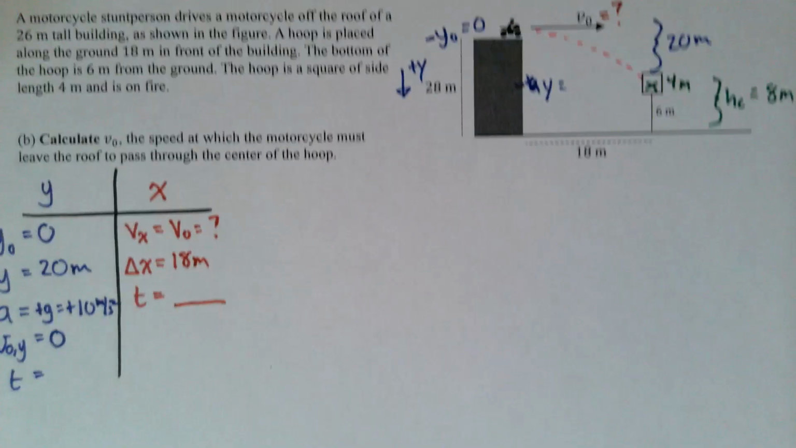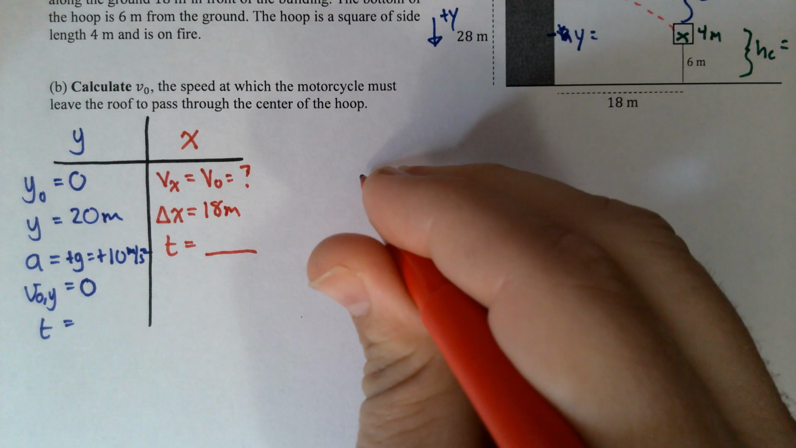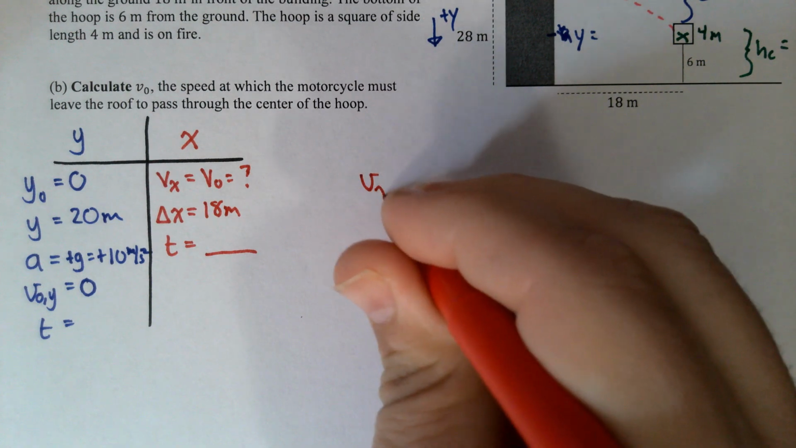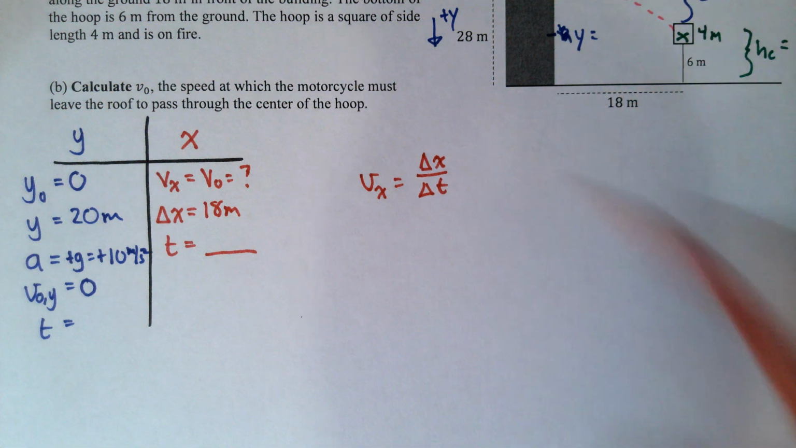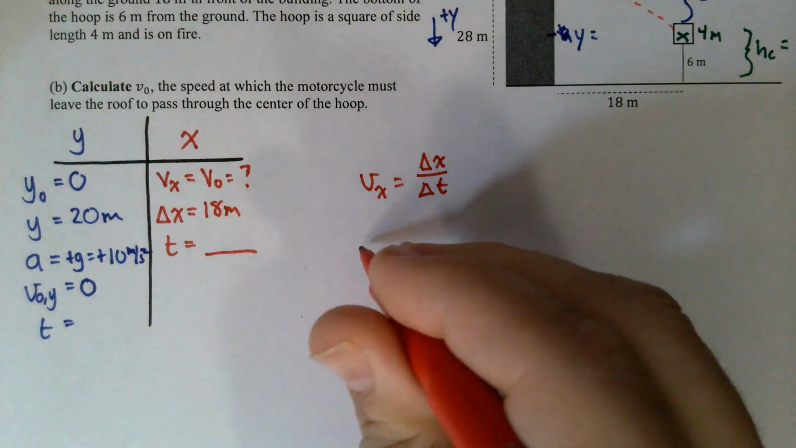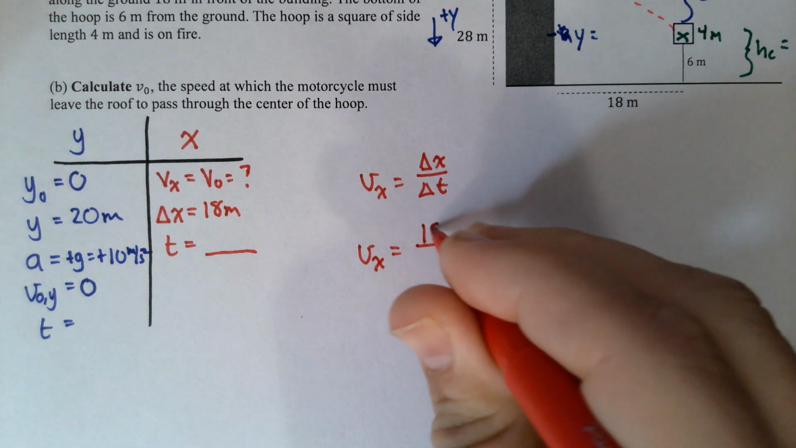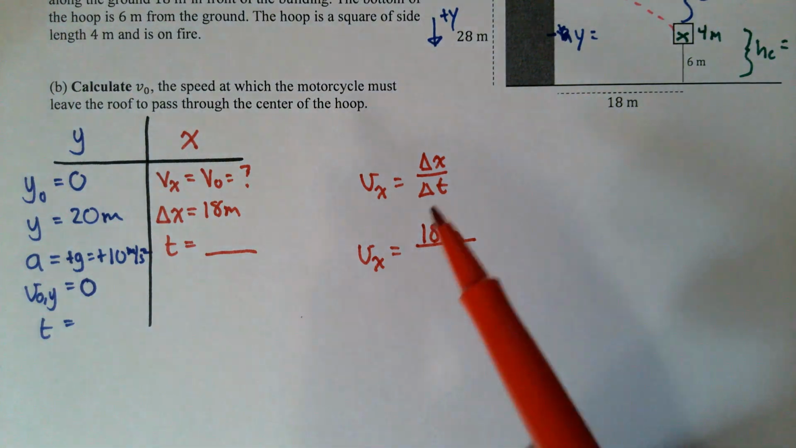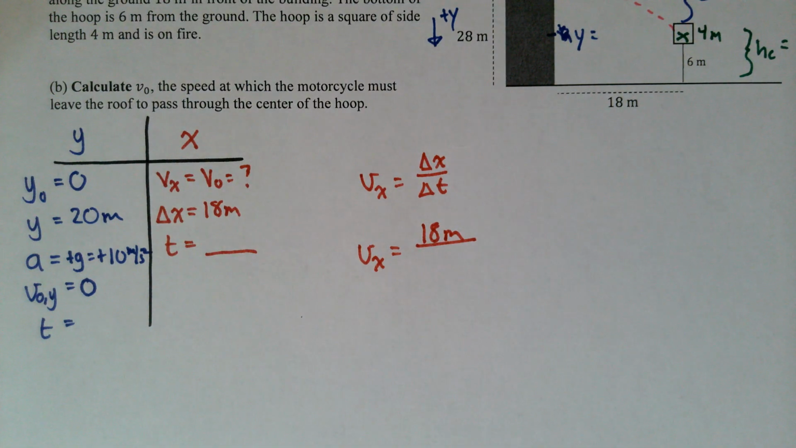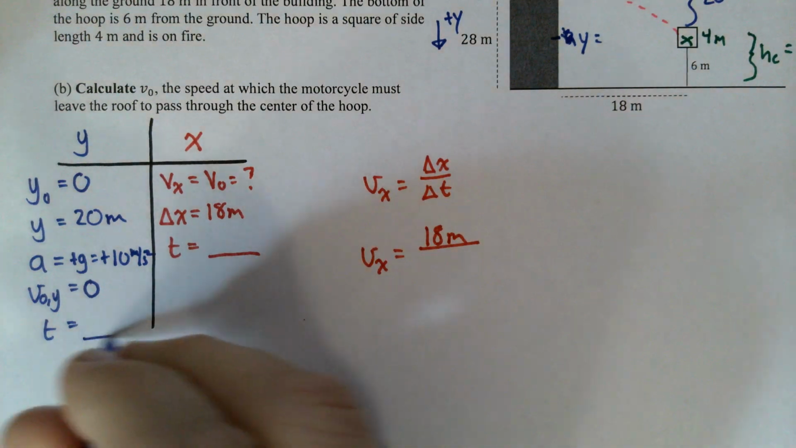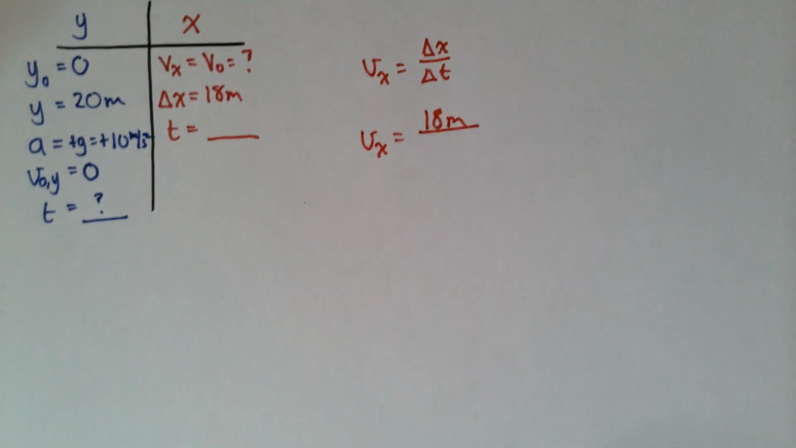And very similar to many other situations, if we knew the time, we could figure out what vx is by doing delta x over delta t, since the x velocity is constant. So I'm going to go ahead and set this up. 18 meters is my delta x, and then we're just going to have to do something else to figure out our delta t. In the y direction, I know everything that I need to know to figure out how long it's going to take to reach the center of the hoop.